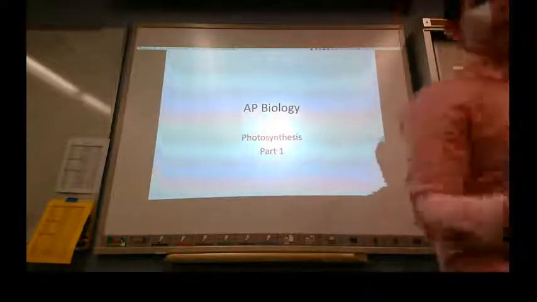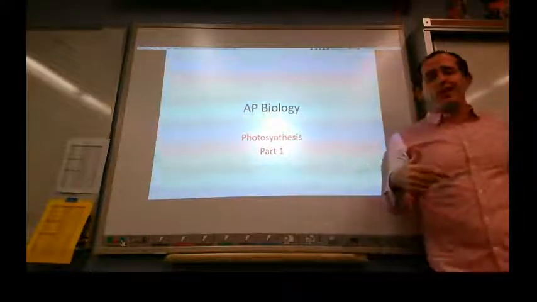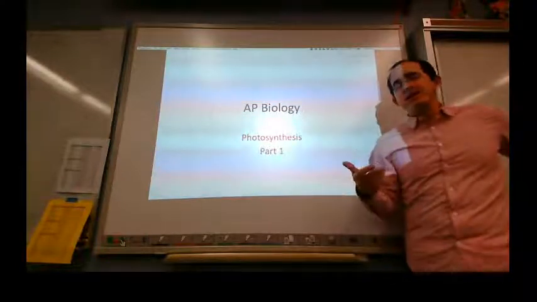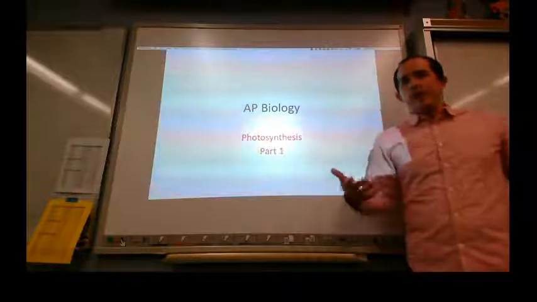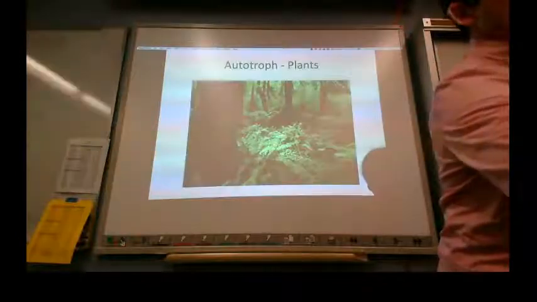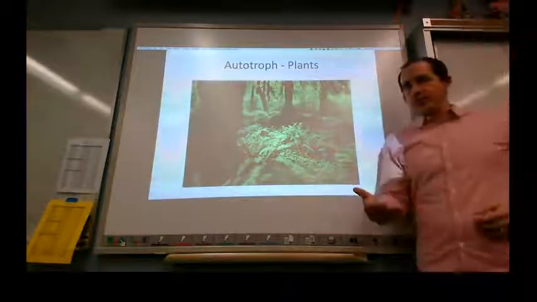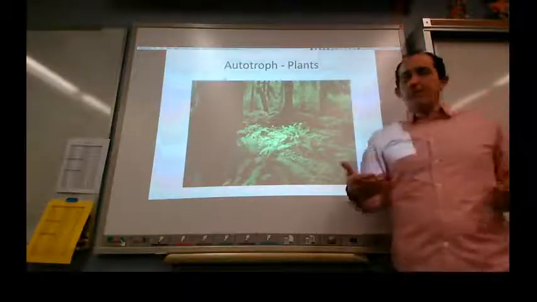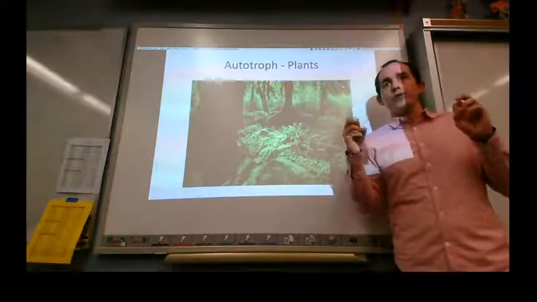All right, so here we go. Photosynthesis. These first couple of slides I'm going to go through kind of quickly because they're just images, examples of things that go through photosynthesis. Obviously, when we think about photosynthesis, we're talking about autotrophic organisms, organisms that have the ability to make their own food.